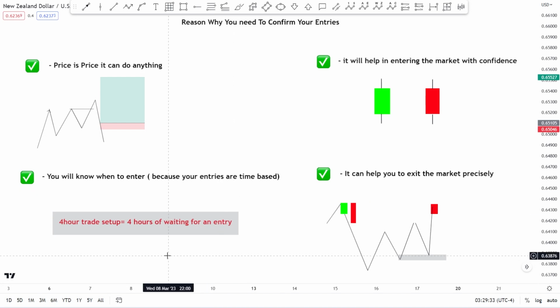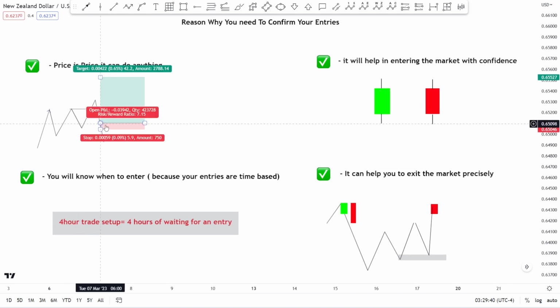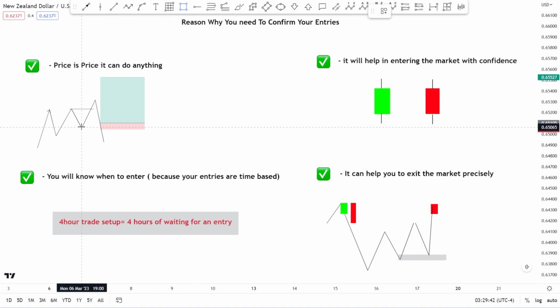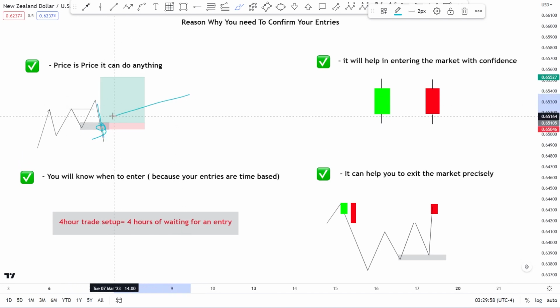So the first reason is that price is price. It can do anything. You can enter here, maybe let's say you are using smart money concept and you see this as a break of structure here, and then you enter the market right here with a buy limit order, and then the market eventually shoots lower. But if you have a confirmation candle around this area or any confirmation entry strategy, this will help you to avoid entering in this kind of situation.